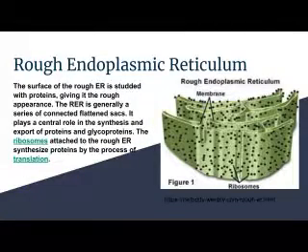Next up is the rough endoplasmic reticulum. The surface of the rough ER is studded with proteins, giving it the rough appearance. The RER is generally a series of connected flattened sacs. It plays a central role in the synthesis and export of proteins and glycoproteins. The ribosomes attached to the rough ER synthesize proteins by the process of translation.